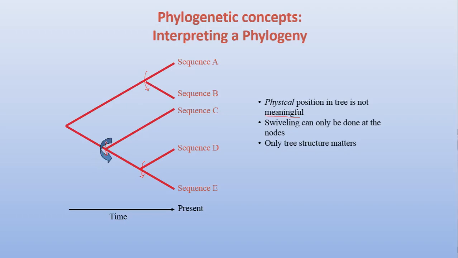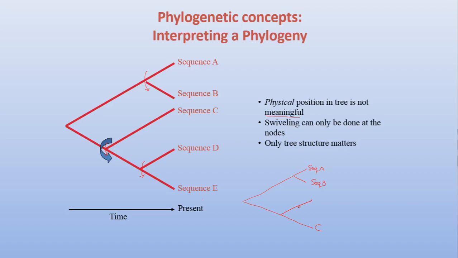Say, for example, if you swivel your tree at this particular node, the topology of the tree might appear to be different. If you have sequence A and sequence B, and you swivel over here, what you would get is that this C would come down.